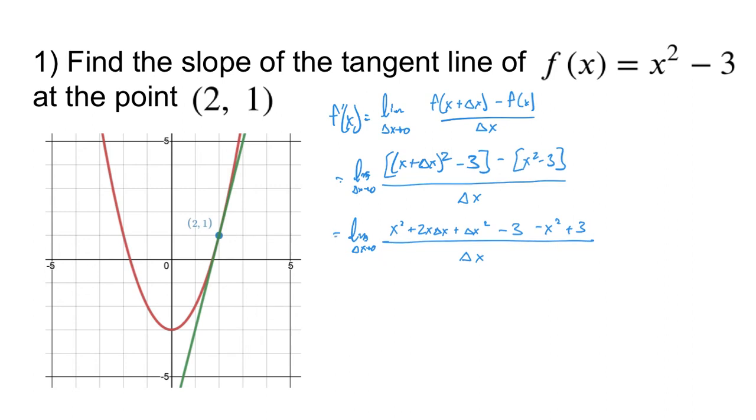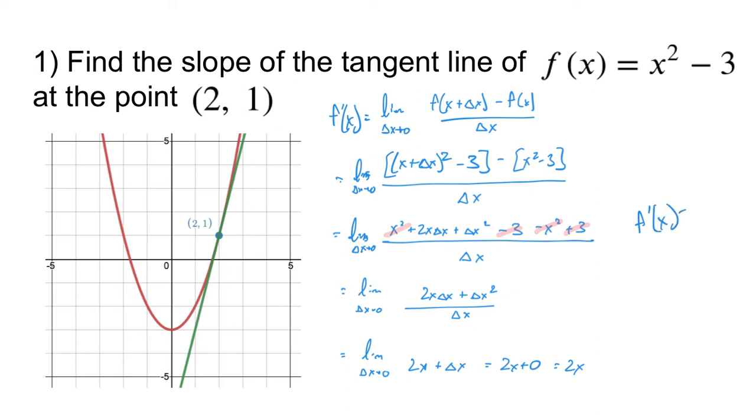Let's see here. We got some things that cancel out. Let's see what cancels. The x squared cancels with that, and the minus 3 cancels with the plus 3. Keep going. We'll keep simplifying. The limit as delta x approaches 0 of 2x delta x plus delta x squared all over delta x. I'll factor out the delta x and divide it out, and I'll get the limit as delta x approaches 0 of 2x plus delta x, which when I simplify it down gives me 2x plus 0, or just plain old 2x. So I know that f prime of x is equal to 2x from this whole process.